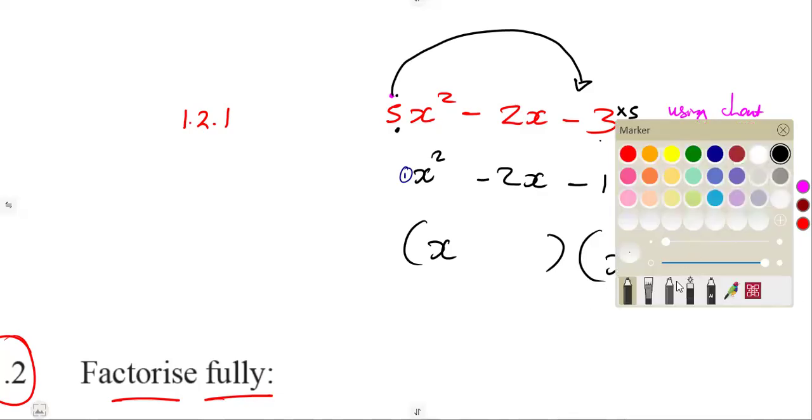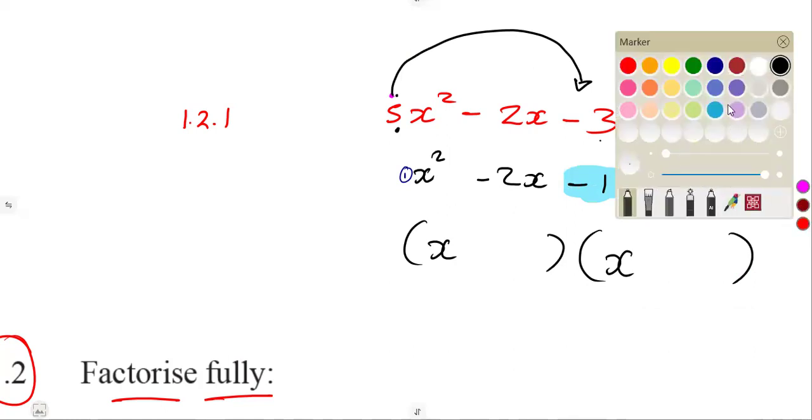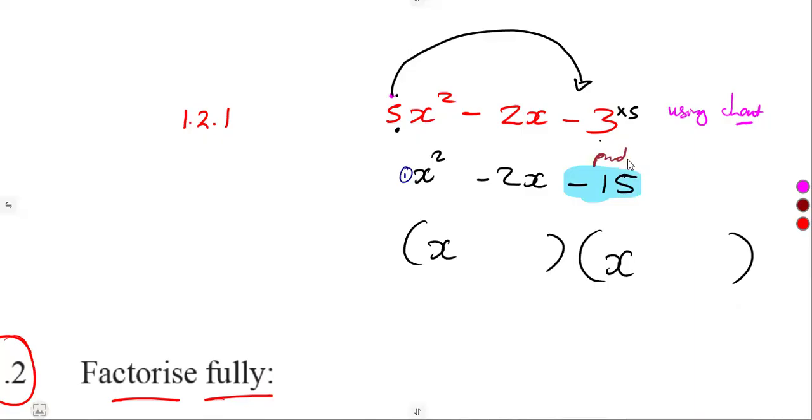So we focus on the constant, guys. As I said before, the constant is negative 15. What are the factors of negative 15? But these two factors must give us what? A negative 2, this one. So for minus 15, the numbers will be what? Minus 3 and 5, minus 5 and 3.